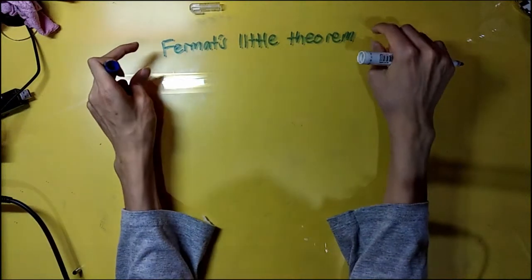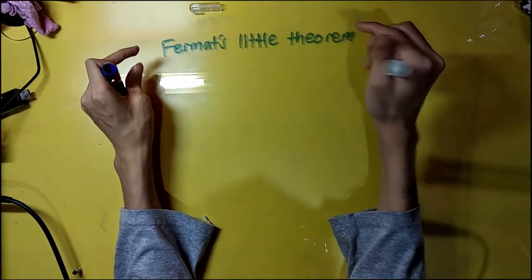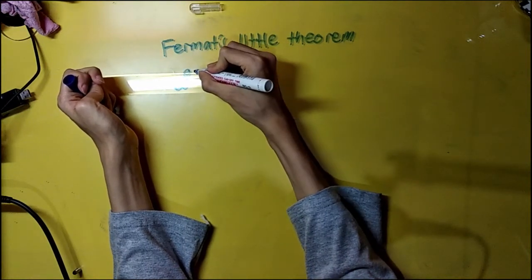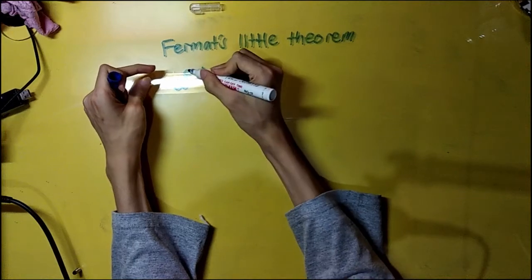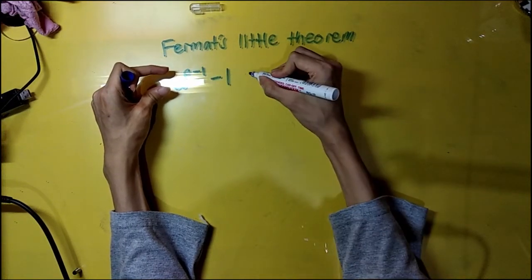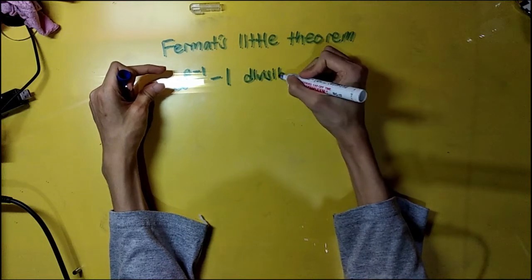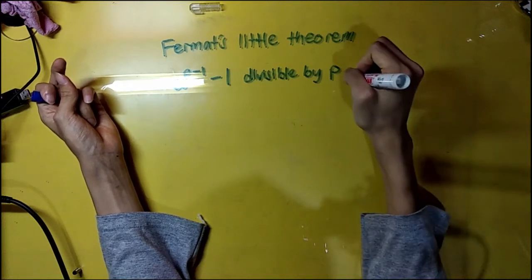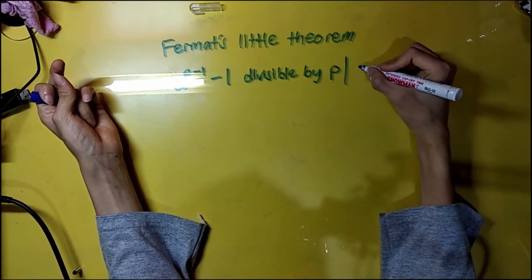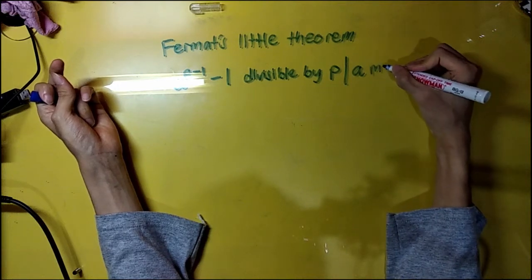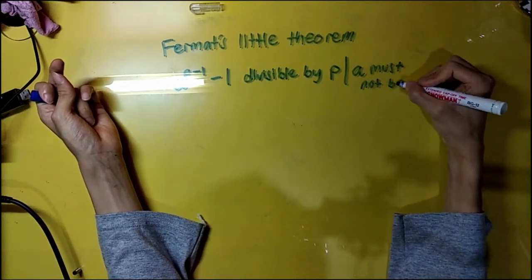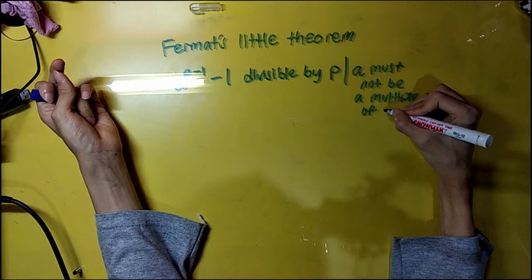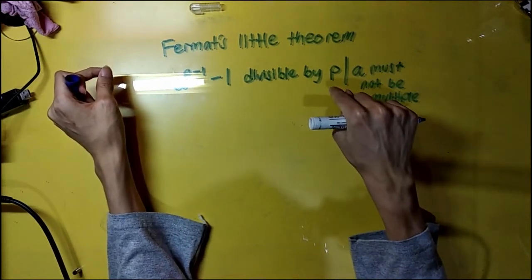What does this theorem state? Well, basically it states that if you take any number a and raise it to the power of any prime number subtracted by 1, this is a number basically, and you subtract 1 from it, it's always going to be divisible by that prime number. Right. One more extra condition though. a must not be a multiple of p. So as long as you have everything else set up, then this is always guaranteed to be true.